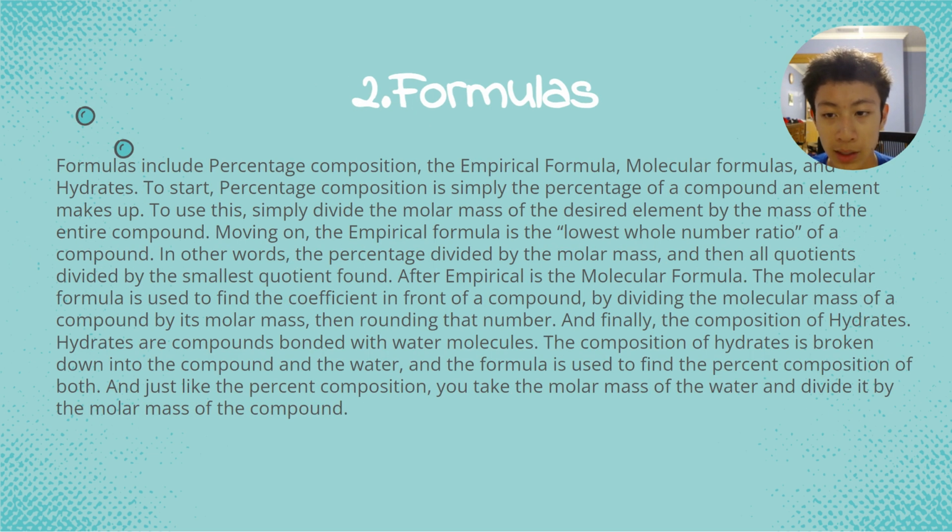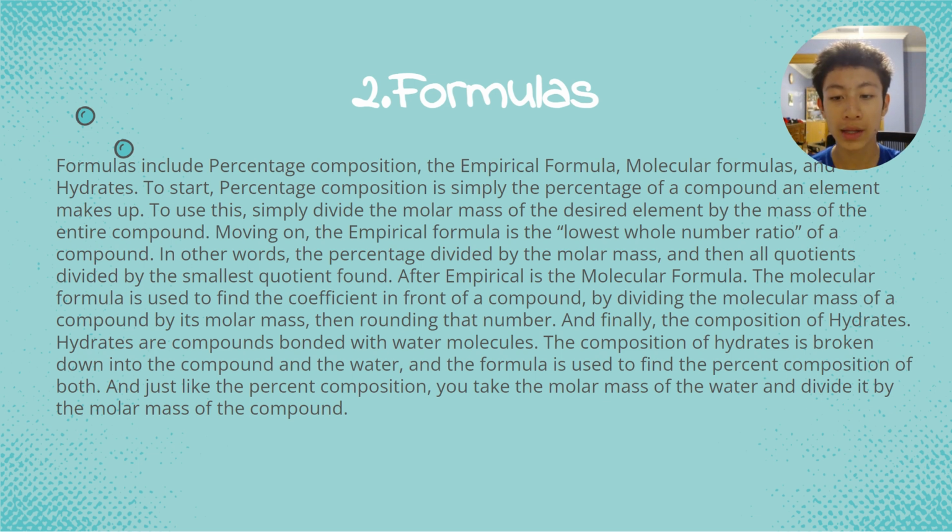Number 2. Formulas. Formulas include percentage composition, the empirical formula, molecular formulas, and hydrates. To start, percentage composition is simply the percentage of a compound an element makes up. To use this, simply divide the molar mass of the desired element by the mass of the entire compound. Moving on, empirical formula is the lowest whole number ratio of a compound. In other words, the percentage divided by the molar mass, and then all quotients divided by the smallest quotient found of those numbers.